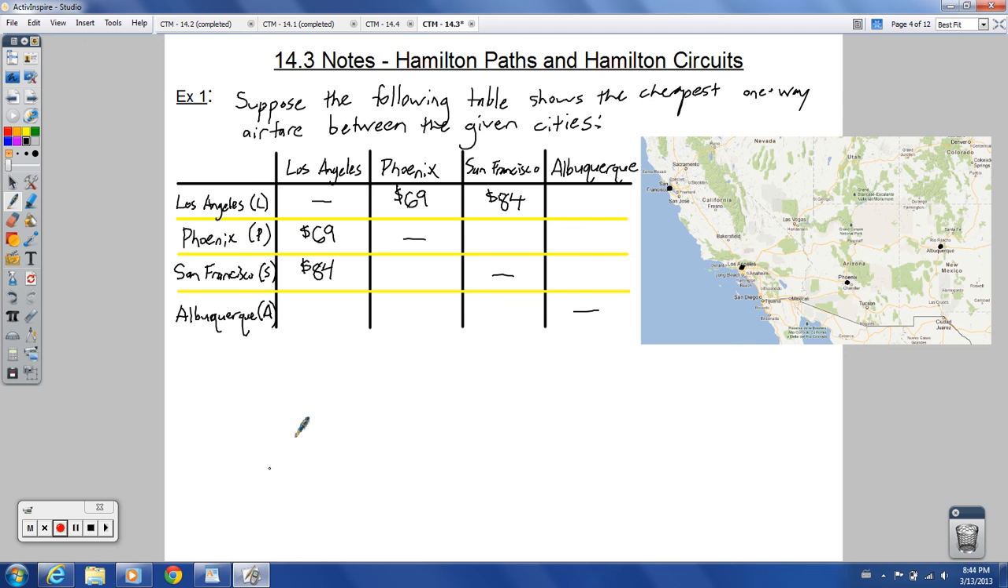Right, so it looks like that's $125 for LA to Albuquerque, and we'll assume the same for Albuquerque to LA. Okay, so now we still have to figure out Phoenix to San Francisco and Albuquerque, and then finally San Francisco to Albuquerque. So let's type those things in next.